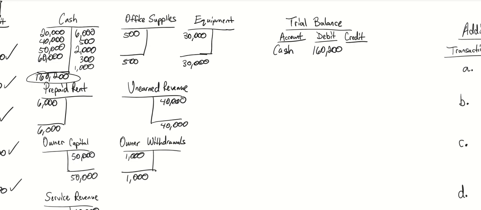Okay, that's the ending balance as of January 31st. Then we're going to move down to, I can't remember if it's office supplies or prepaid rent as far as which one comes next. Okay, I'm just pretty much going to put down prepaid rent. So we see prepaid rent has an ending debit balance of $6,000. Okay, next I'm going to put in office supplies.